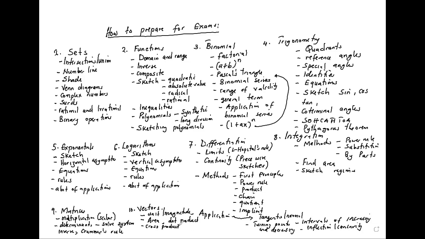Go to functions, tick everything there. Go to trigonometry, binomial, tick everything there. That's your target. So the best way of approaching this now is, because this is too big, it's like the whole course. If you have to start from sets, studying the notes all the way up to the last one, you may be exhausted. So what do you do?